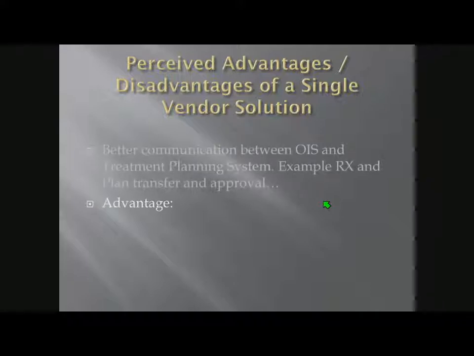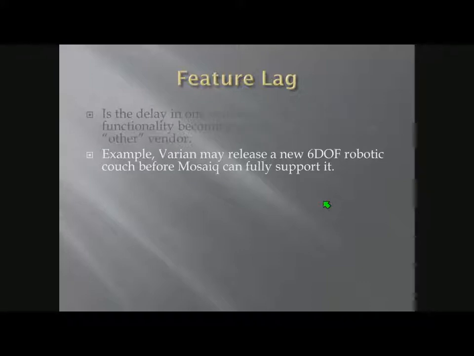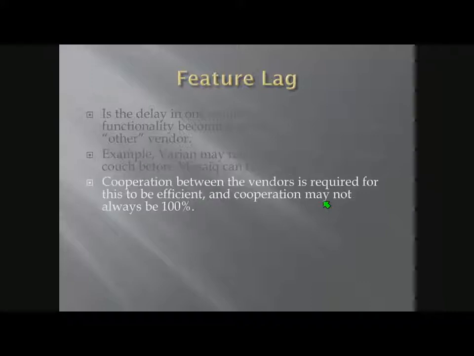So we're talking about perceived advantages and disadvantages of the single vendor solution. Another one that I would propose that we would expect would be a lack of feature lag. And let me describe what I mean by that. That's, to my thinking, the delay in one vendor's newly released functionality becoming available or enabled by the other vendor. An example is Varian has a 6 degree of freedom robotic couch. They might release that before Mosaiq can fully support that couch.